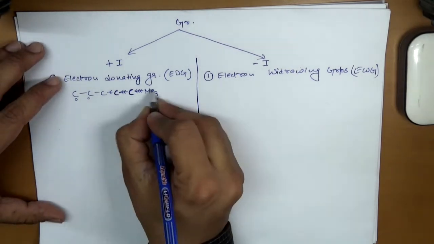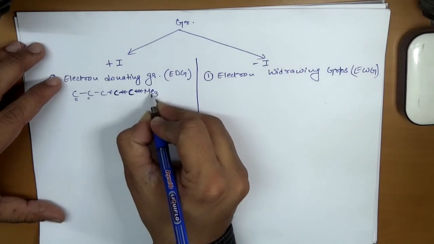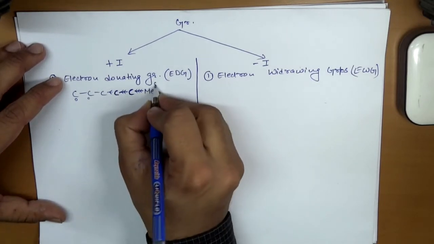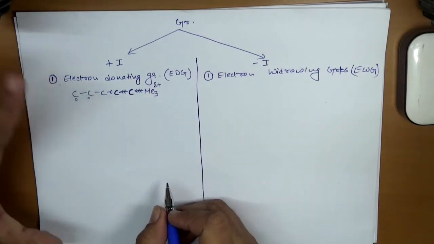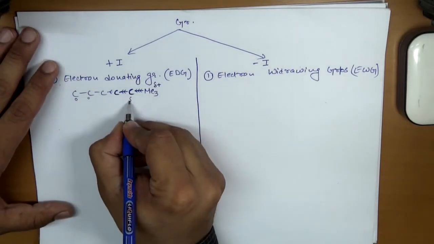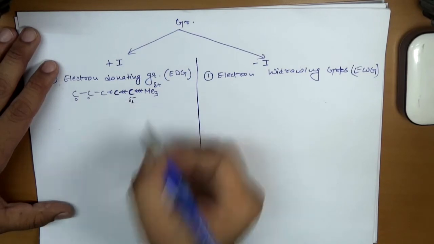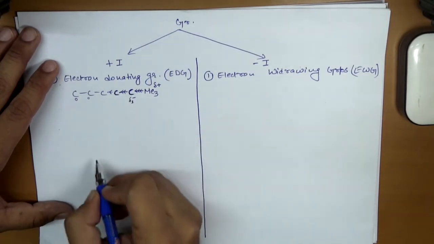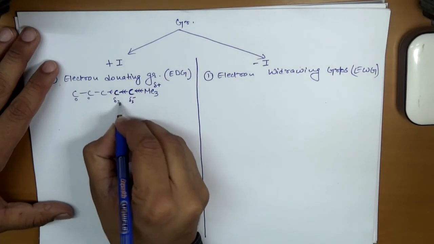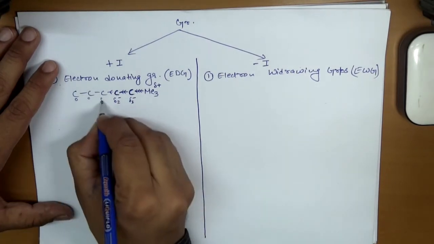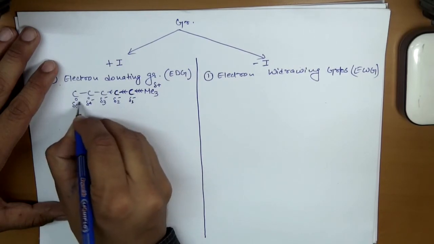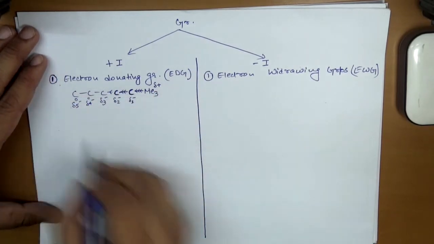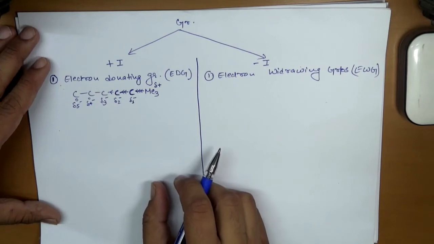Now when this group is donating electrons, a delta positive charge would have developed on it. Do you agree with me? And a delta negative charge would have been generated on this carbon. Delta 2 negative has also been generated on this, and then delta 3 negative, delta 4 negative, and delta 5 negative, and a negative charge will be generated on the carbon chain.